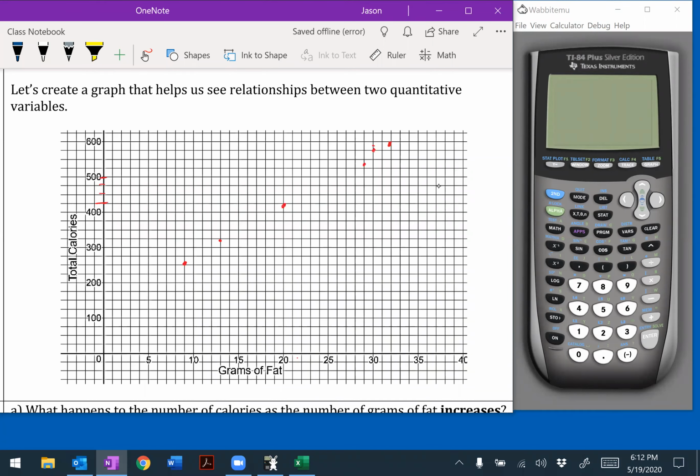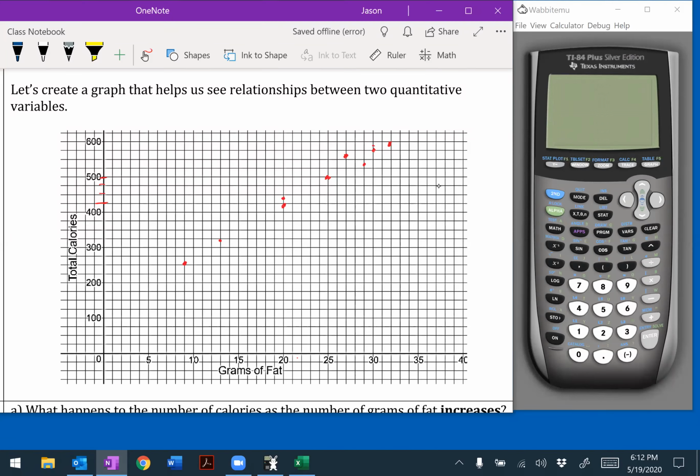25 and 500, about right there. And the fish fillet, the Filet-O-Fish, is 28, 560, about here. Okay, and grilled chicken, 20 and 440. Okay, is about here, we'll say.